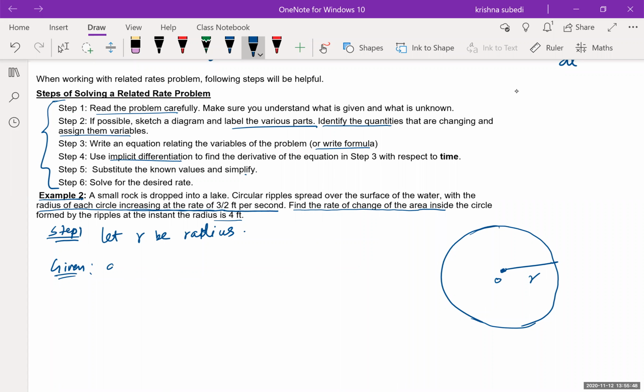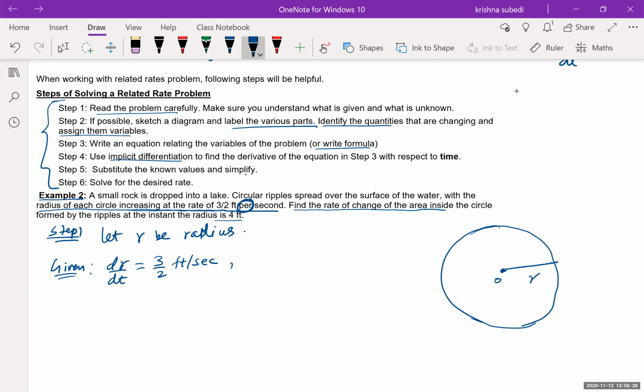And in the language of calculus, we write a derivative. dr over dt is given, which is 3 over 2 feet per second. Whenever you see the words at the rate, or per second, per minute, per day, per month, per year, that represents a rate. So in the language of calculus, that rate of change is actually a derivative. So we use calculus symbols to represent the information.